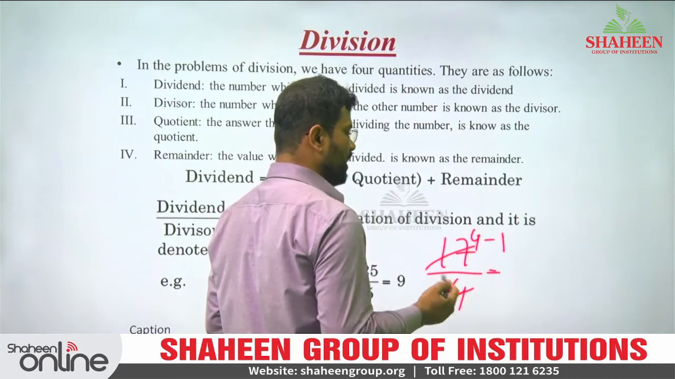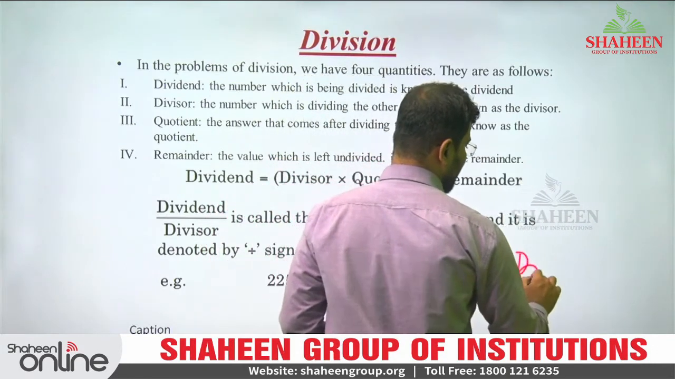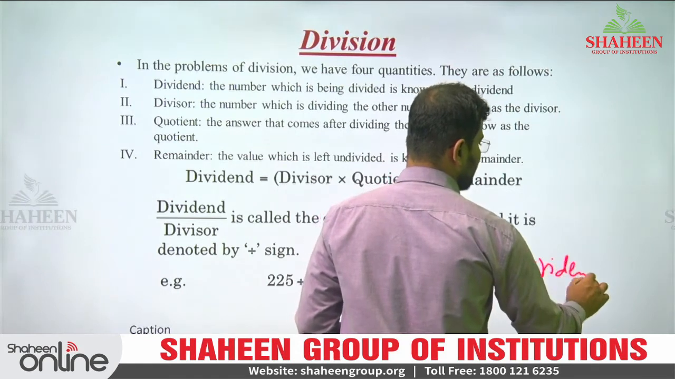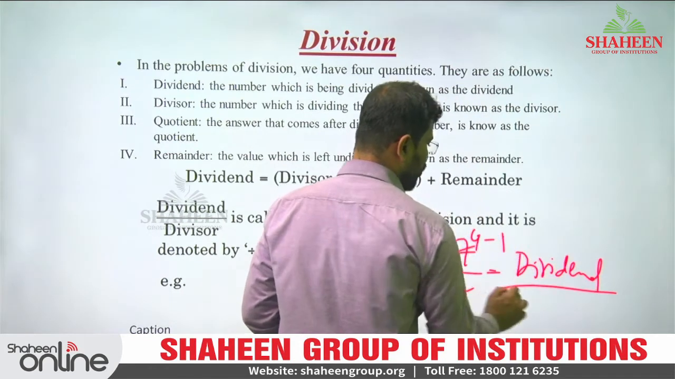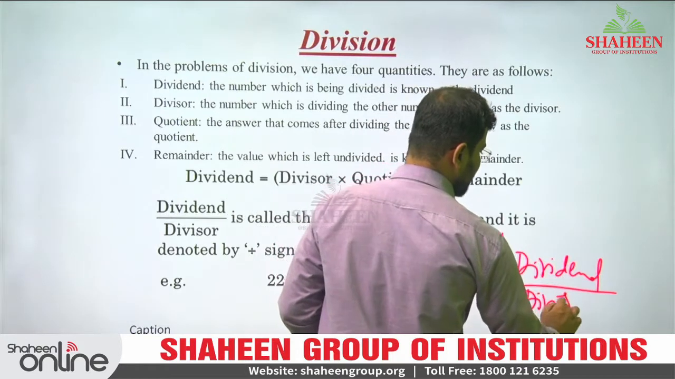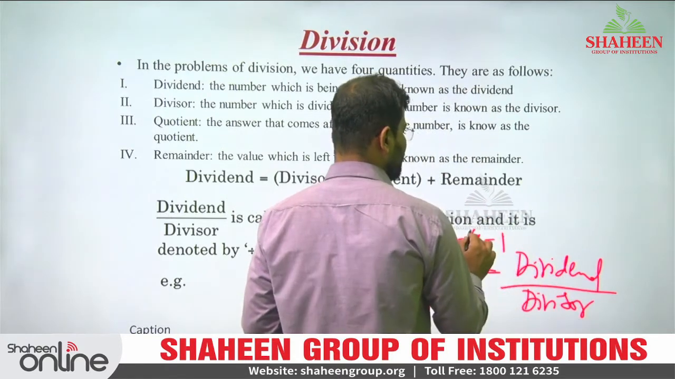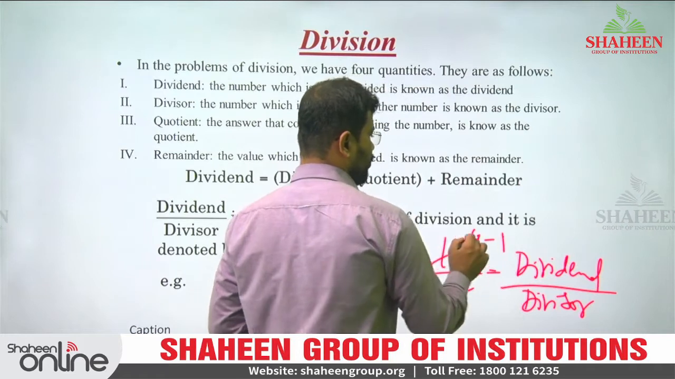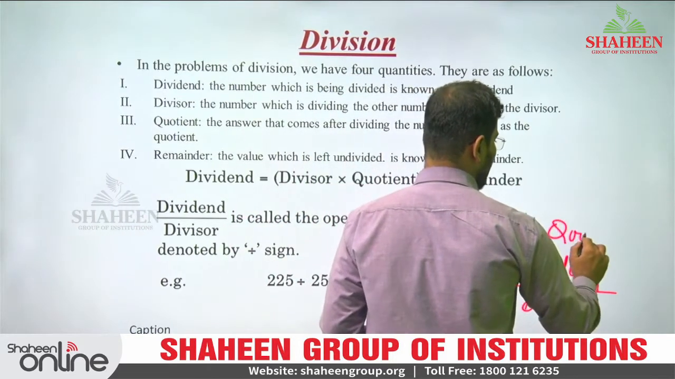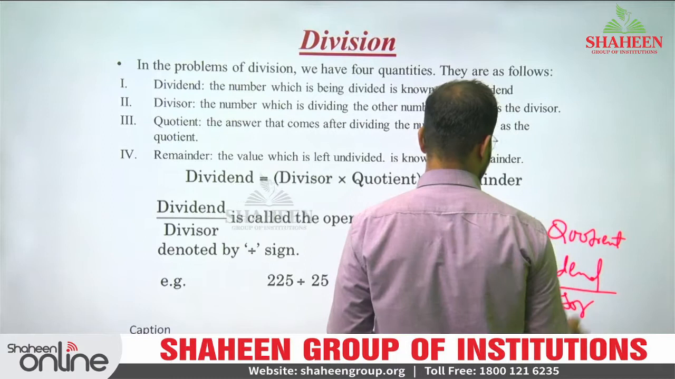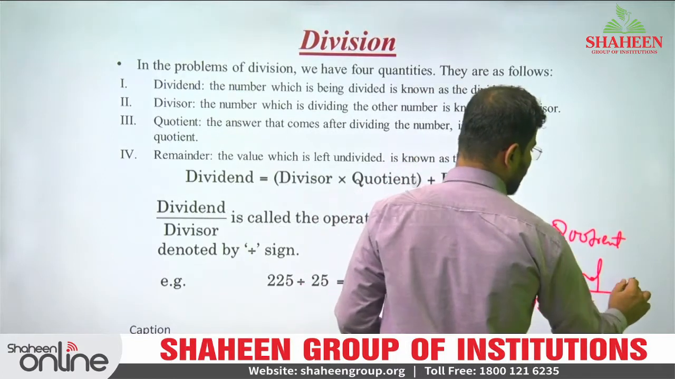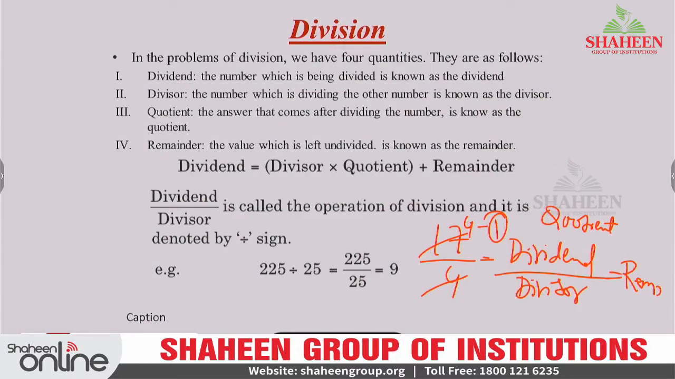Now 17 is called what? Dividend. 4 is called what? Divisor. And this 4, the 4 into 4, is called the quotient. And this 1 is called what? Remainder. So dividend divided by divisor gives quotient and remainder.